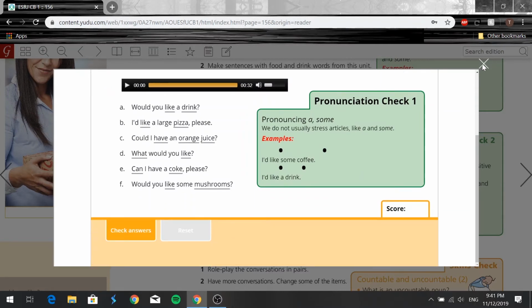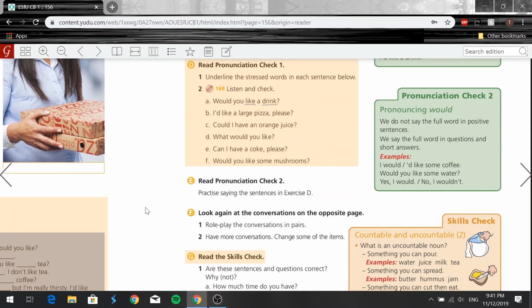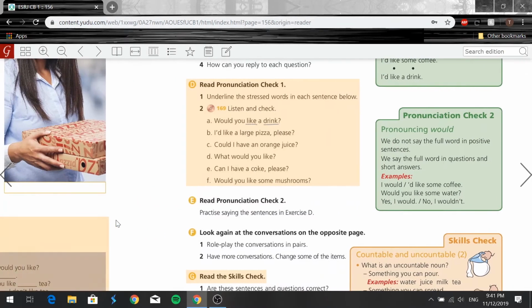Okay, let's move on. Here we have read pronunciation check 2, exercise E. Pronouncing the word would. Okay, so this is what I was talking to you guys about. So we do not say the full word in positive sentences. Okay, so when talking in a positive sentence, you never say the word would. Okay? We say the full word only in questions and short answers.